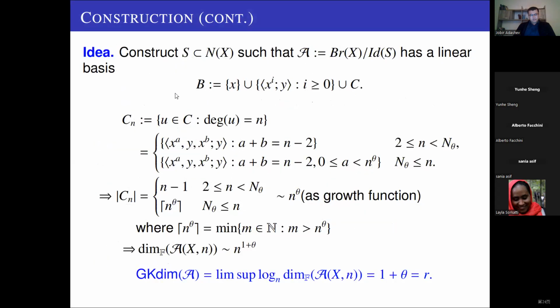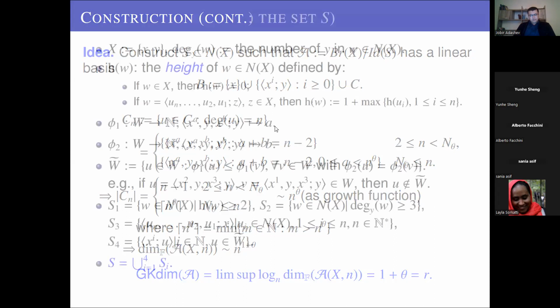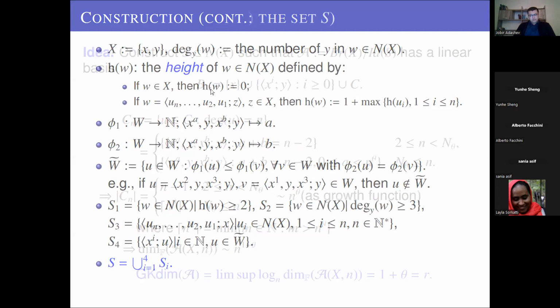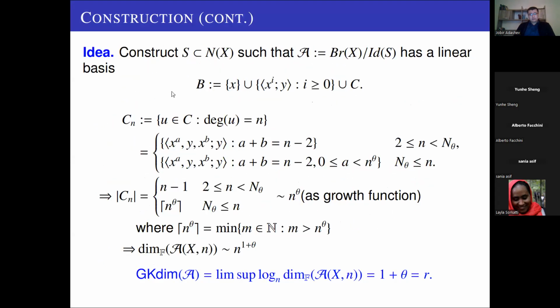So now the only problem is that we need to check we do have some brace algebra with linear basis B, right? We do this by a technique of Gröbner-Shirshov basis. Here the tricky part is constructing the set S. So how to do that?